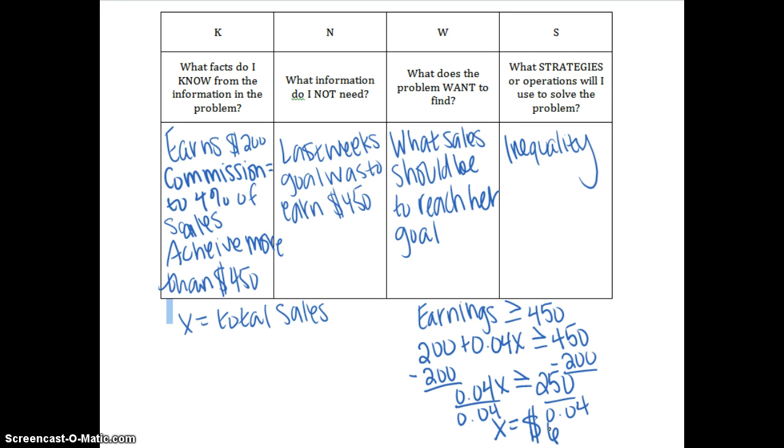Go ahead and just put the inequality in. 6,250. All right. So what does that mean? It means that her total sales have to be greater than or equal to 6,250. Okay. So go ahead and write that. All right. Very good. So that is the KNWS strategy for word problems.